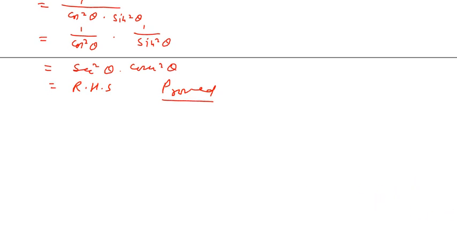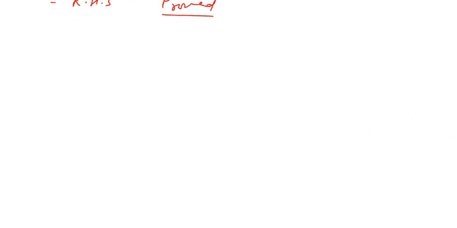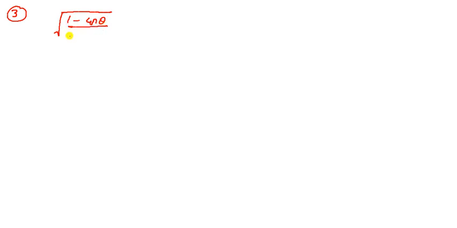Now come to the third question. Today I will start your third question. So what will happen in the third question? You can see here, it is your third question: under root of 1 minus cos theta upon 1 plus cos theta is equal to cosec theta minus cot theta.